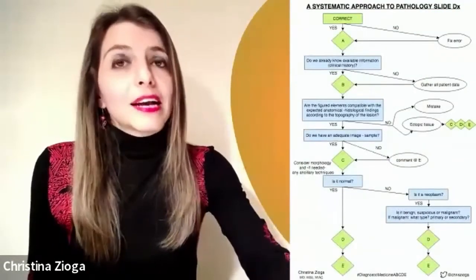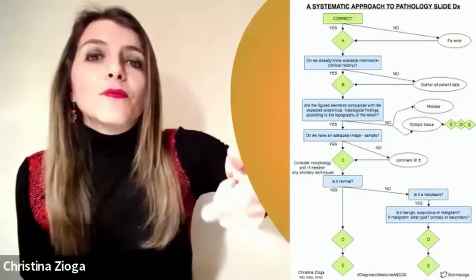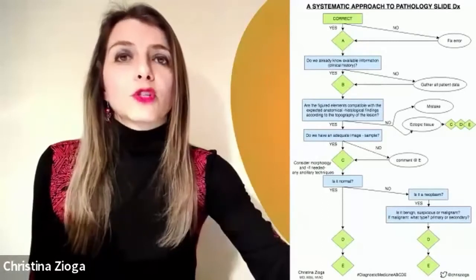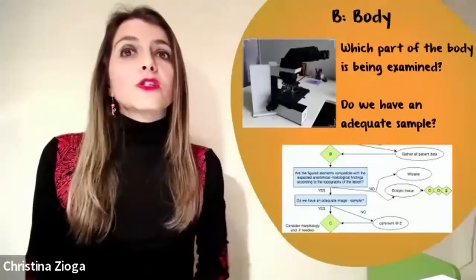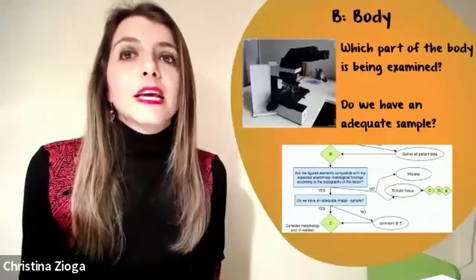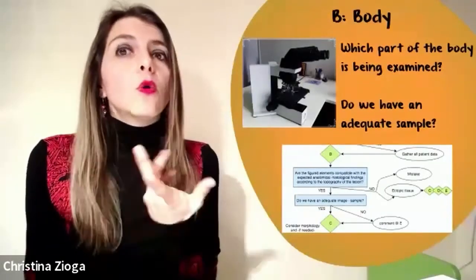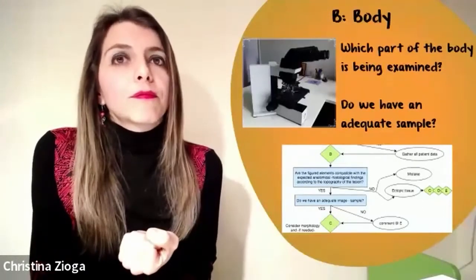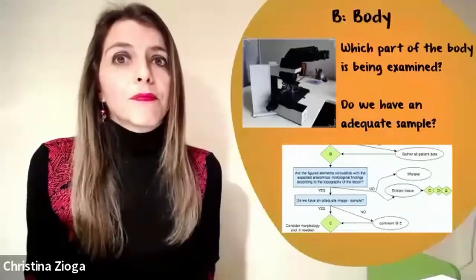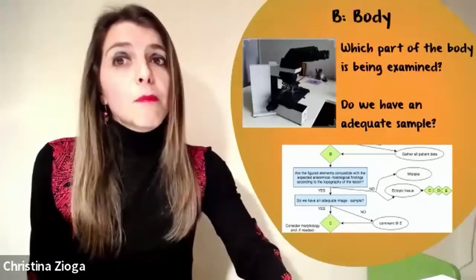Moving to the analytical part of our diagnosis, B, body. Now it's time to turn on the microscope. Now it's time to slide the slide onto the microscope stage. Once we come across the image, we want to answer two fundamental questions. It's essential to know what to expect from an anatomical point of view. Hence the question: which part of the body is being examined? Topography of the lesion. And two, do we have an adequate sample? Are there any adequacy criteria for this sample? Does the sample fulfill these criteria?